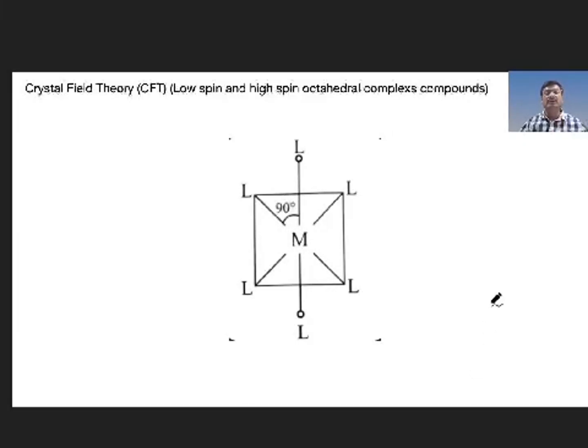Hi everyone. Today we are going to discuss low spin and high spin octahedral complex compounds. First, let us come to the octahedral structure.